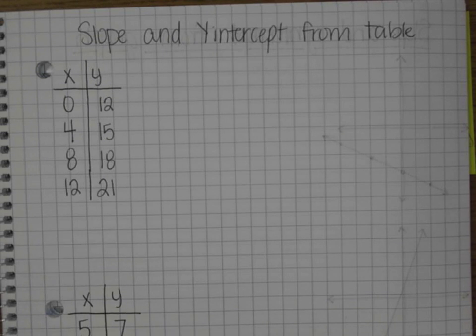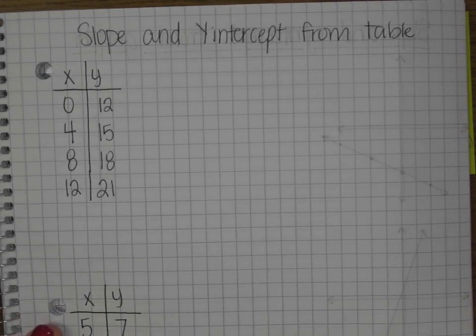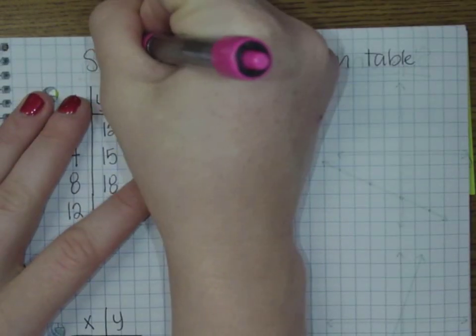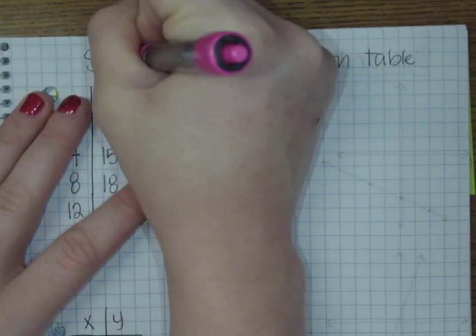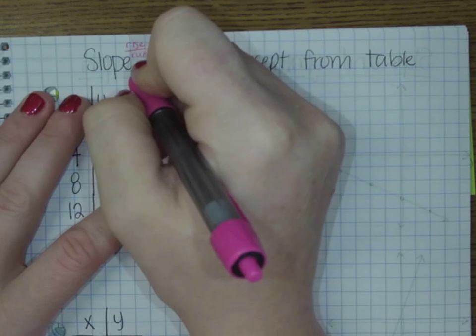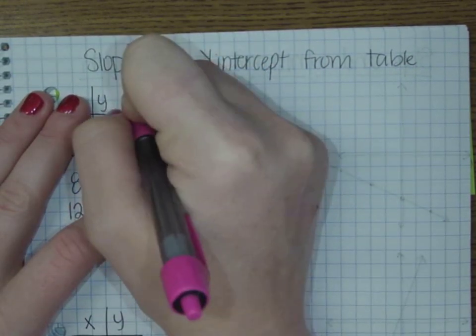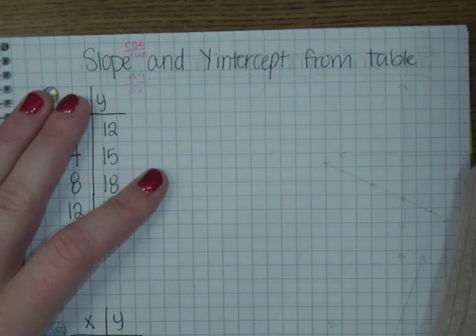Okay, so slope and y-intercept from a table. So remember, slope is rise over run, or change in y over change in x.